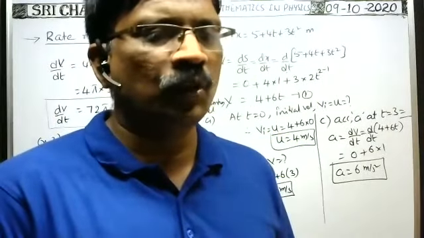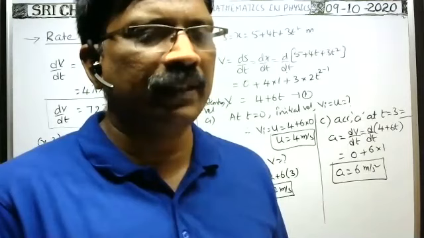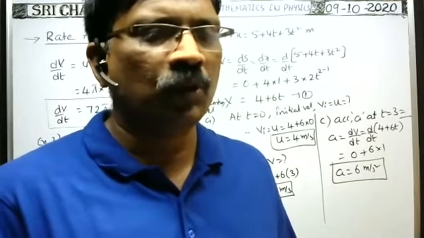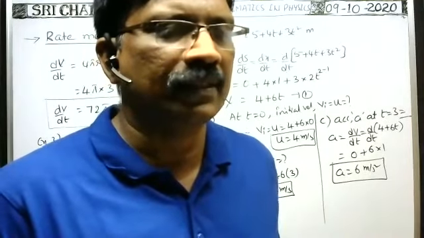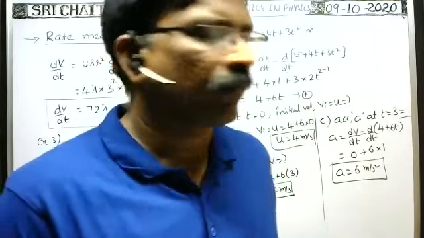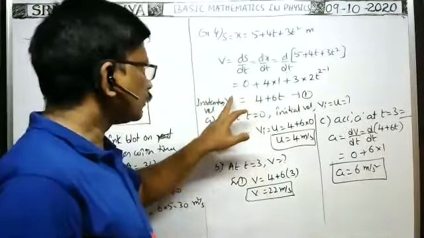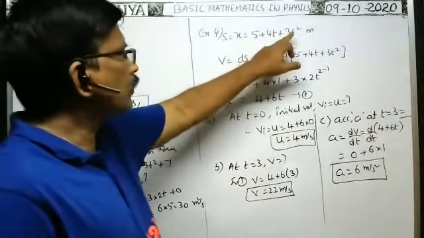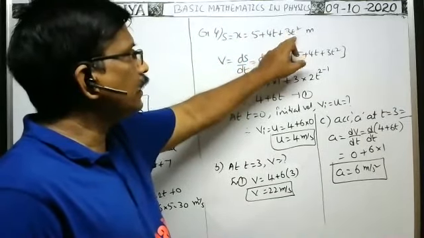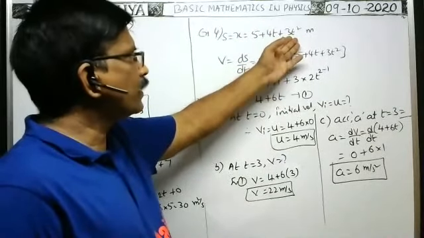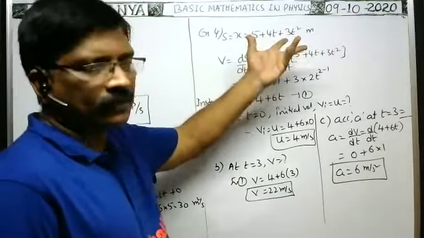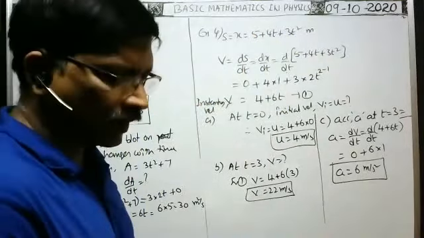There, s equals ut plus half a t squared is the distance covered in n seconds, or total distance covered in n seconds. Here it is the distance, total distance traveled in 3 seconds. If it is in 4 seconds, total distance traveled in 4 seconds. Okay. Next.